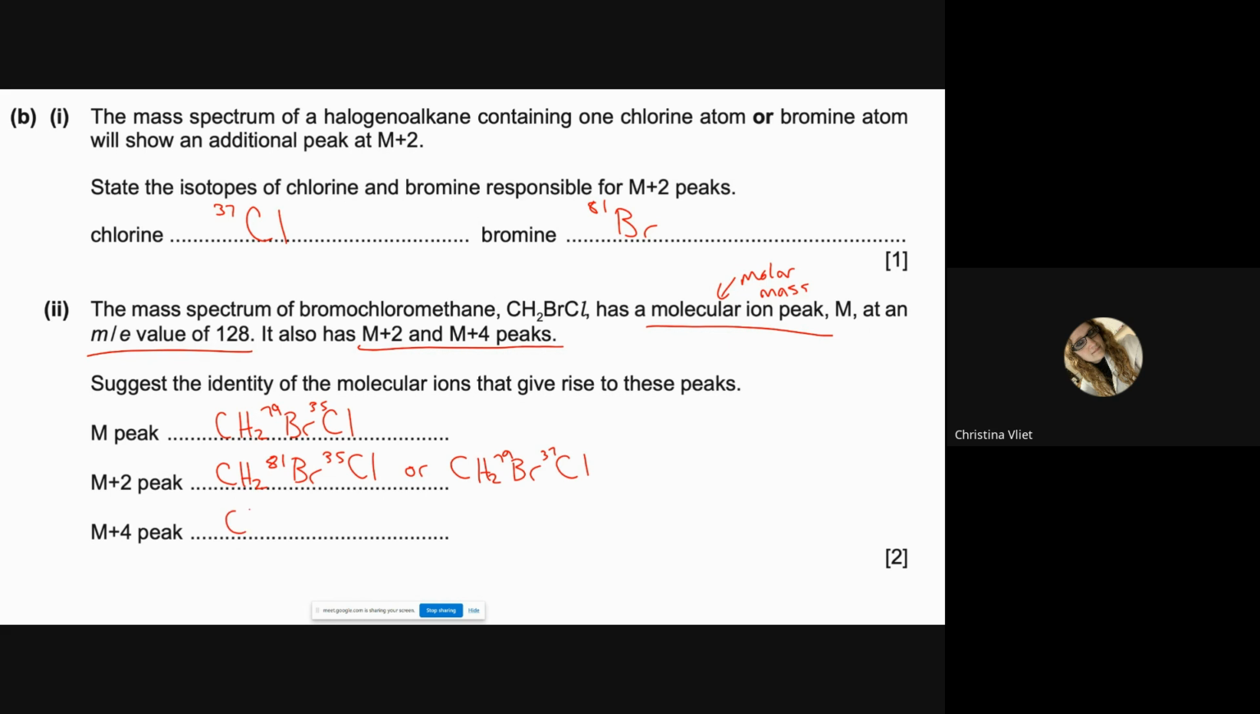So CH2, 81 Br, 37 chlorine. That's the only option for having a peak that's 4 higher than the normal one. It's both giving the bromine with the 81 and the chlorine with the 37. There's one other thing I need to add here because technically I haven't earned any marks. Does anybody know what I'm missing in all of these?